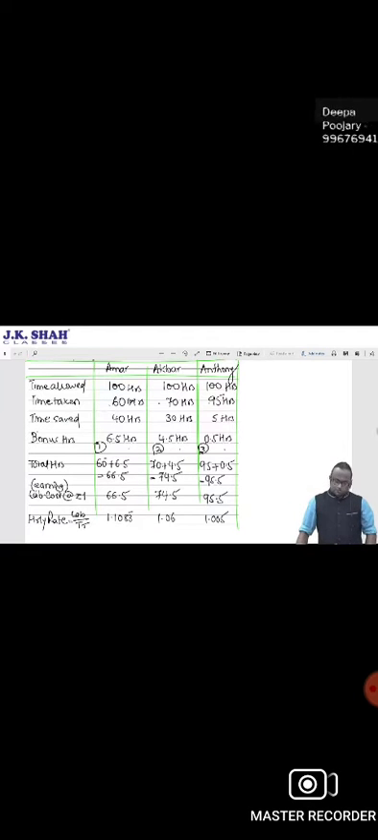6.5, 4.5, only 0.5 bonus hours. 60 hours, 70 hours, 95 hours they have worked for. So they will be basically paid for 66.5, 74.5, 95.5. Since the rate is 1, you are getting the cost.